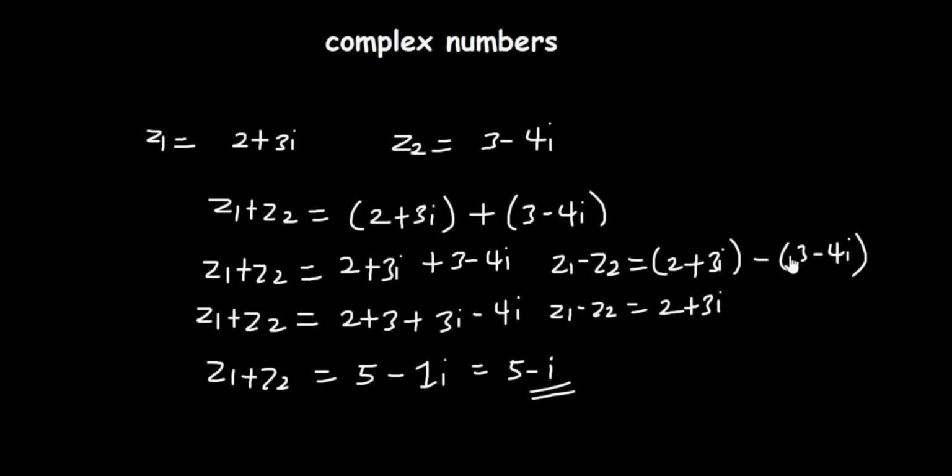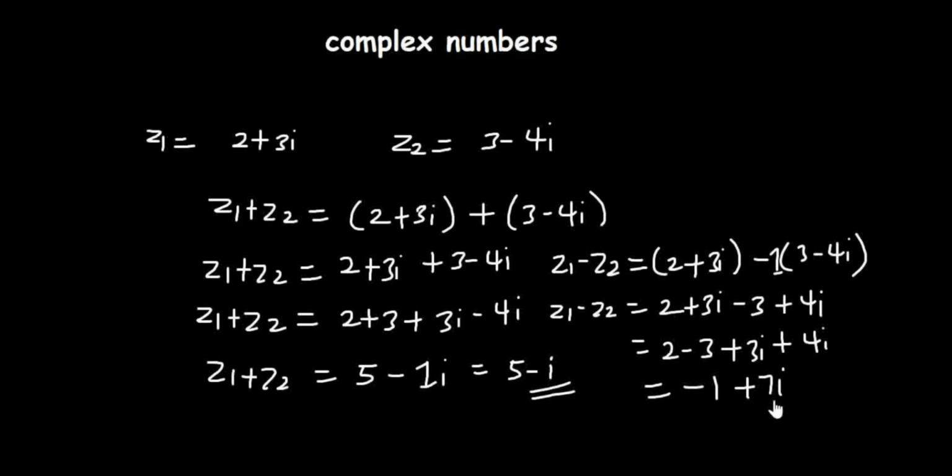So let's distribute this negative sign. So that will be minus 1 times 3, that is minus 3. Then minus 1 times minus 4i, that is plus 4i. So this will be equal to, so I'm going to put the like terms, that was 2 minus 3, and then plus 3i plus 4i. So this will give me a value of 2 minus 3, that was minus 1. And then 3i plus 4i, that will be plus 7i. So this will be the answer.